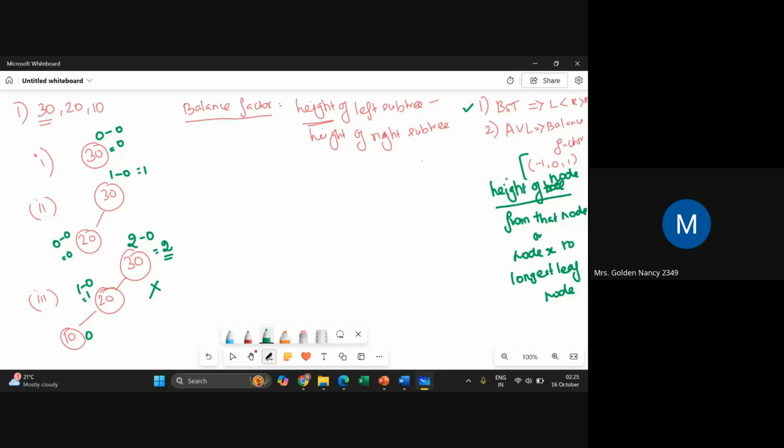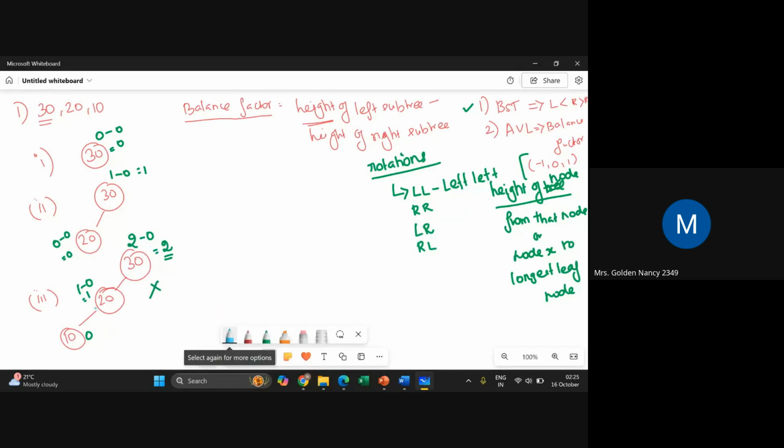So what do you have to do? You have to do rotations. There are 4 different types of rotation: LL rotation, RR rotation, LR rotation, RL rotation. We are going to see this in today's class. So what is LL rotation?